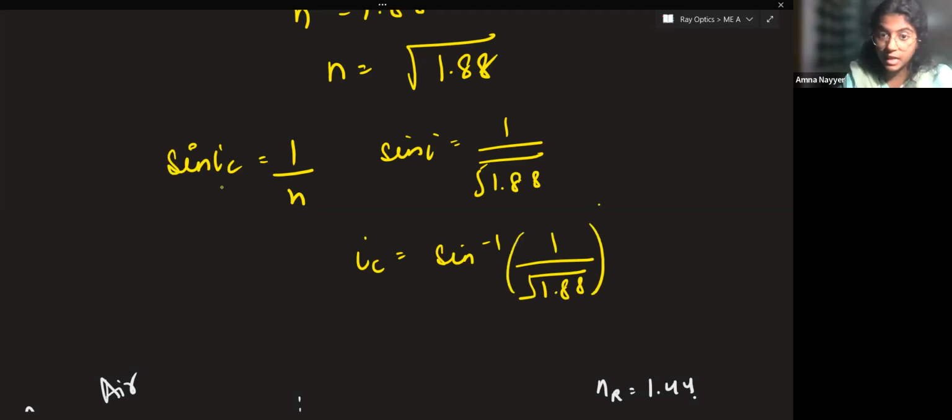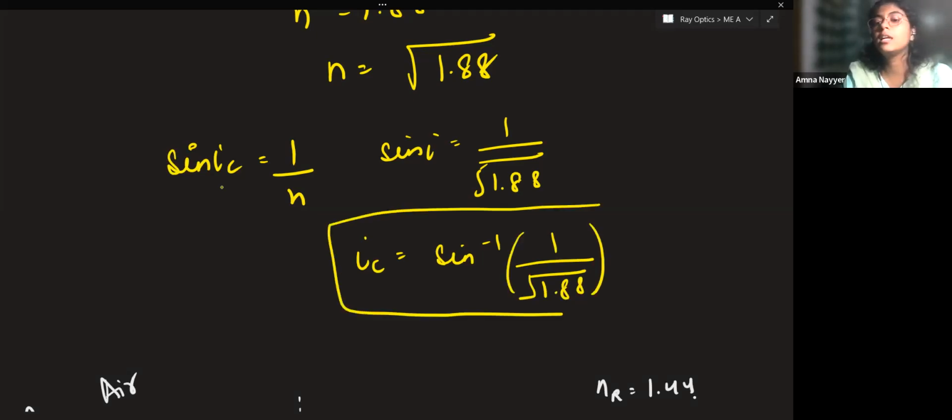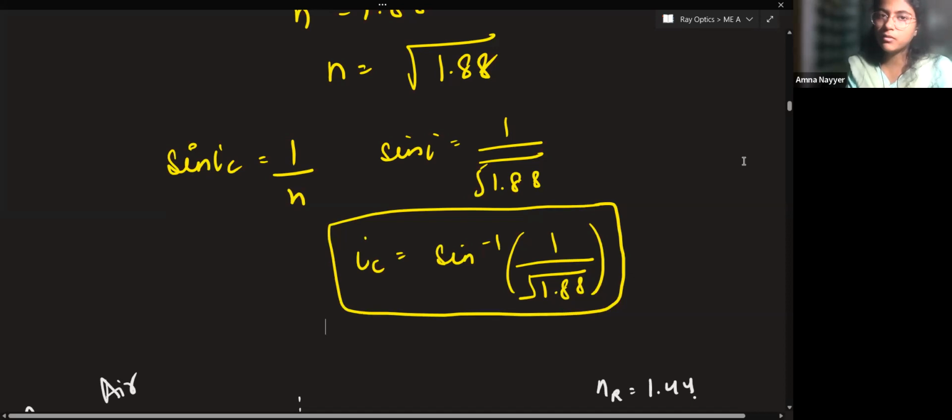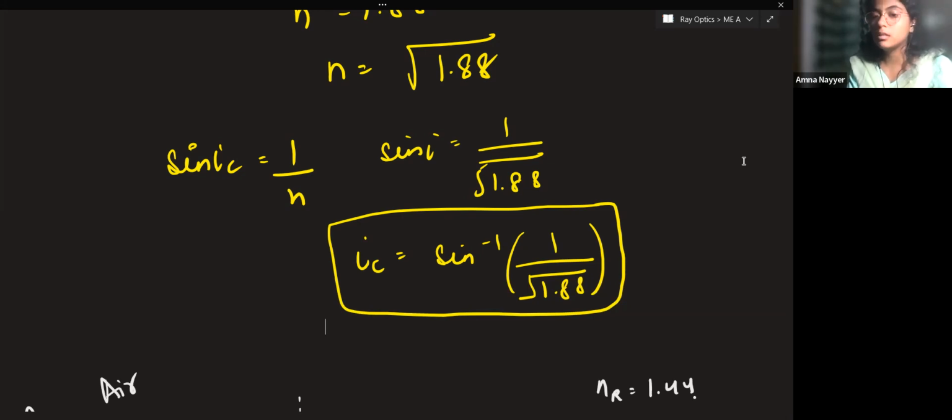So such types of questions are there in total internal reflection. Usage of critical angle was very little, just basic concept. But such questions are there. That's why I'm saying have a good practice of it. Assignments also will be given. Try to practice it and upload it. If you're not able to upload it on the portal, send it to me on WhatsApp. All of you have my number.